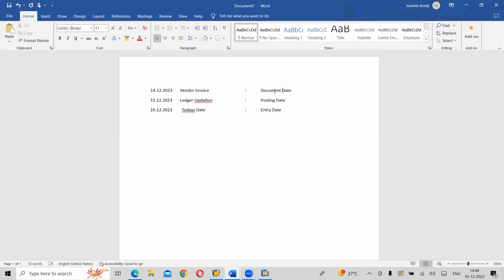This date will be used to capture the transaction occurred date.